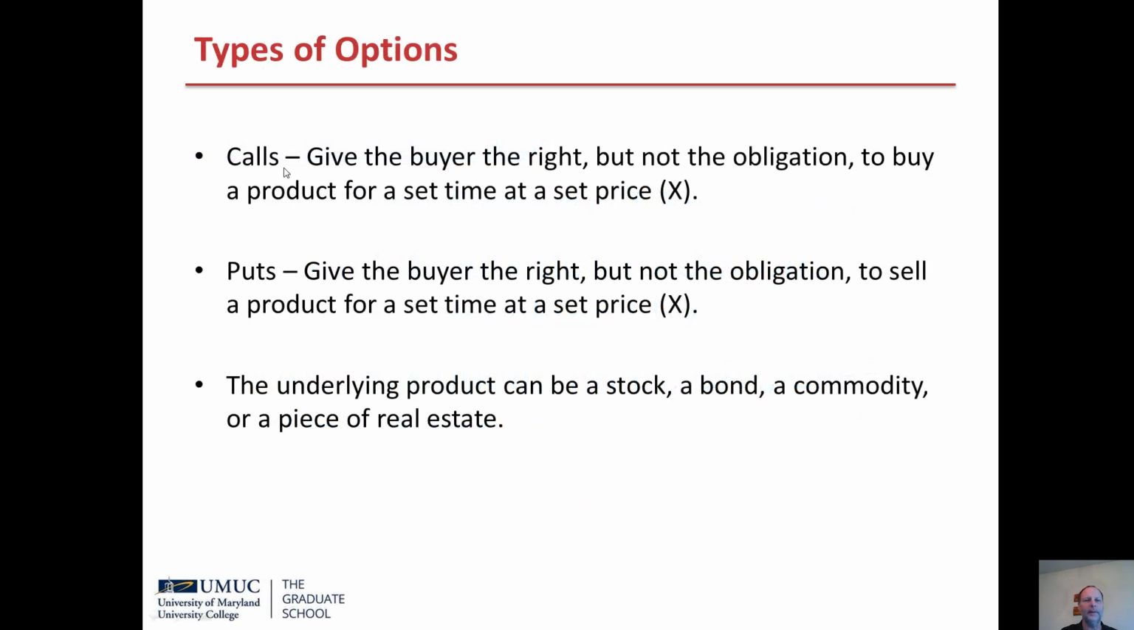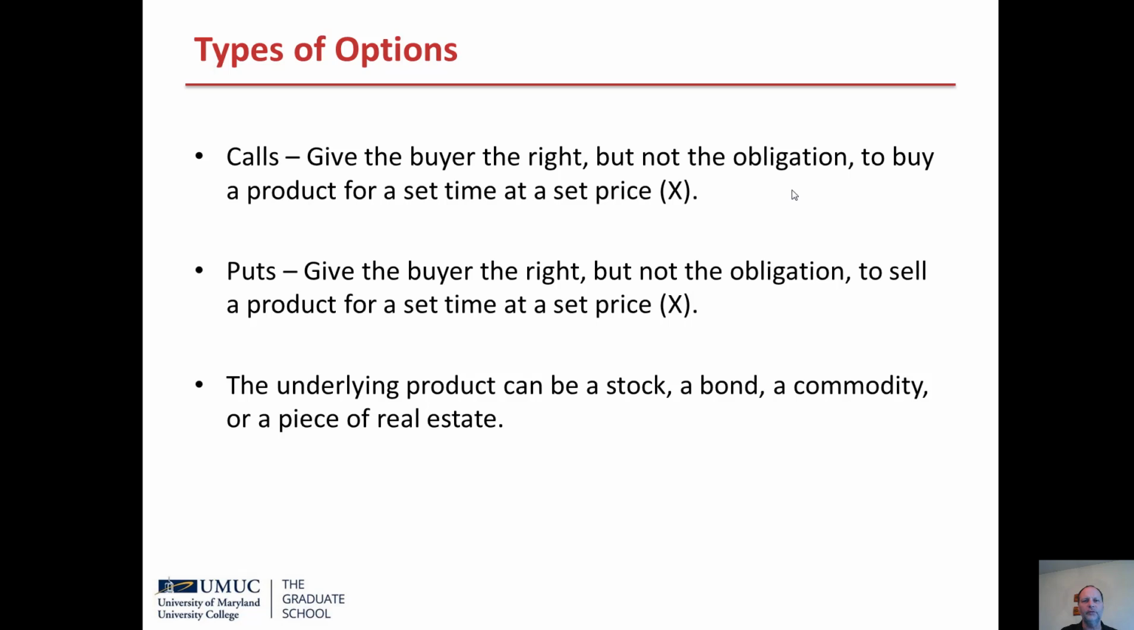There are two primary types of options, calls and puts. Calls give the buyer the right, but not the obligation, to buy a product for a set time at a set price. Puts give the buyer the right, but not the obligation, to sell a product for a set time at a set price. The fact that you have the right, but not the obligation, is one of the things that distinguishes options from futures.